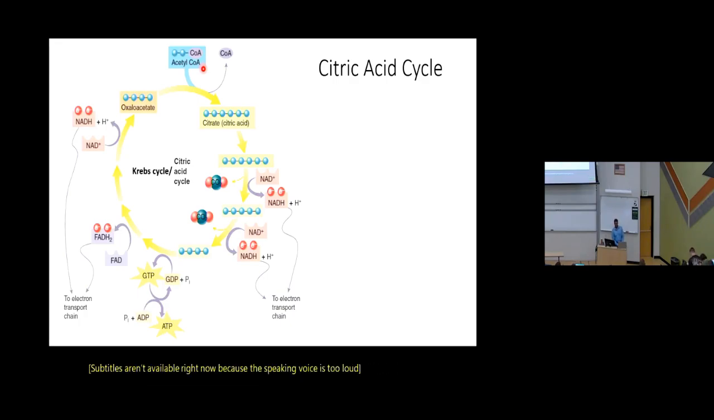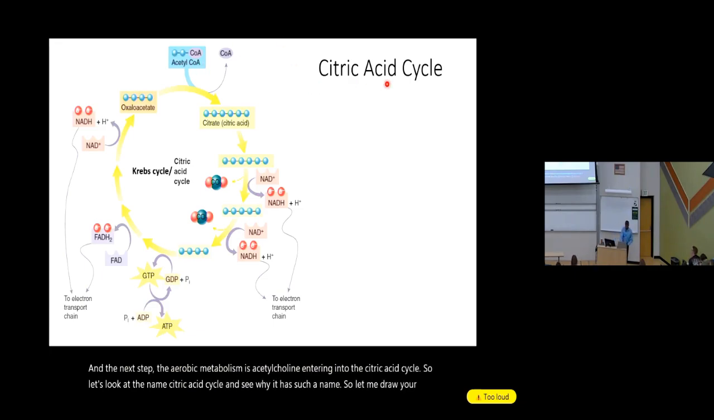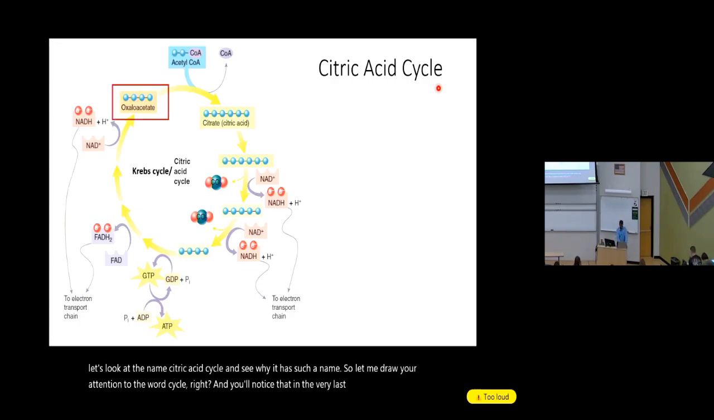So let's look at the name citric acid cycle and see why it has such a name. Let me draw your attention to the word cycle, right? And you'll notice that in the very last step of the citric acid cycle, you have oxaloacetate being produced, and in the very first step of the citric acid cycle, oxaloacetate is going to be involved as a substrate.